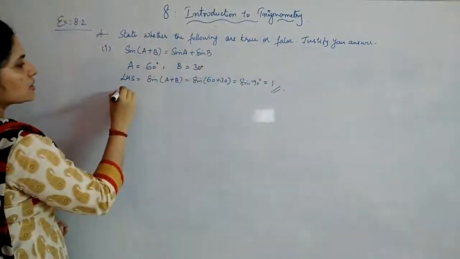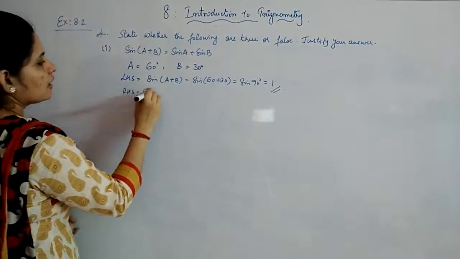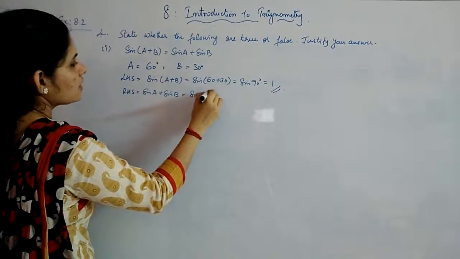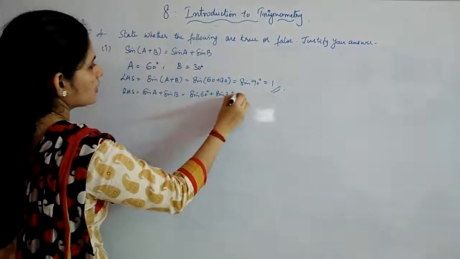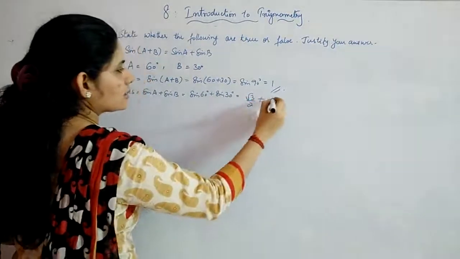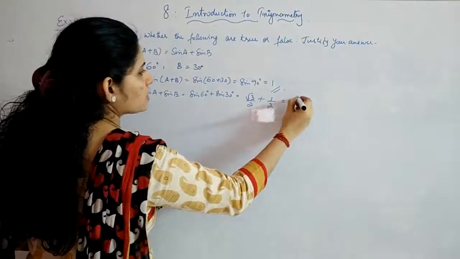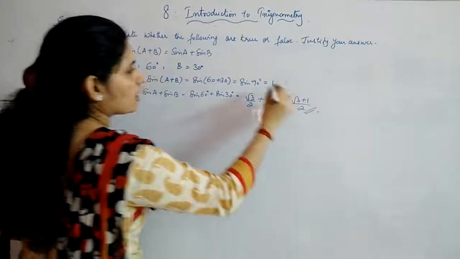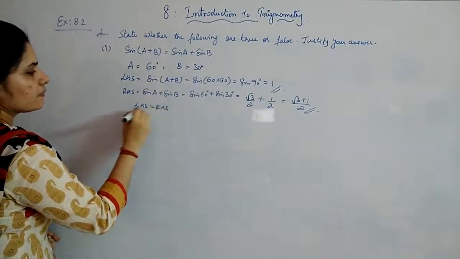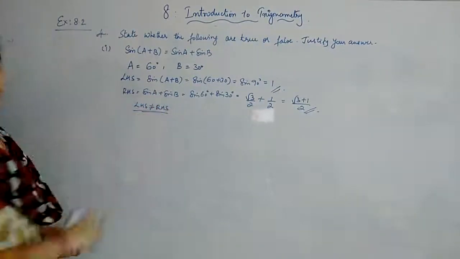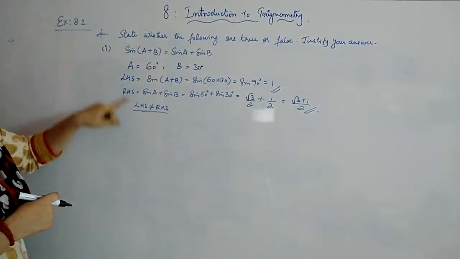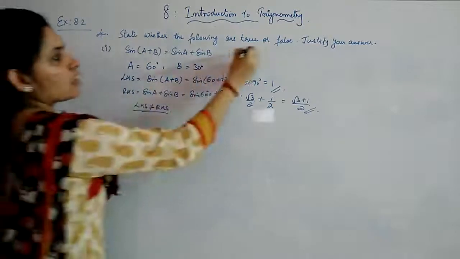Now you are starting with RHS, which is sine A plus sine B, which will give you sine 60 degree plus sine 30 degree. What is sine 60 degree? Root 3 by 2. Root 3 by 2 plus sine 30 degree is 1 by 2. So that means you are getting root 3 plus 1 by 2. Are they equal? No. So here LHS is not equal to RHS. Means you are getting a value, at least a value which is not satisfying the condition, means you can say that the given statement is false.